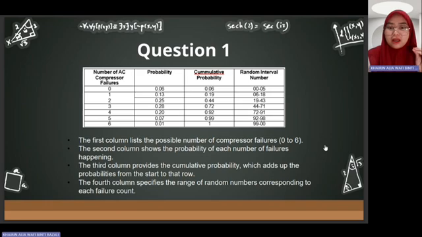For the cumulative probability of 0.99, the random number interval is 92 until 98. For the cumulative probability of 1, we get the random number interval 99 until 00.